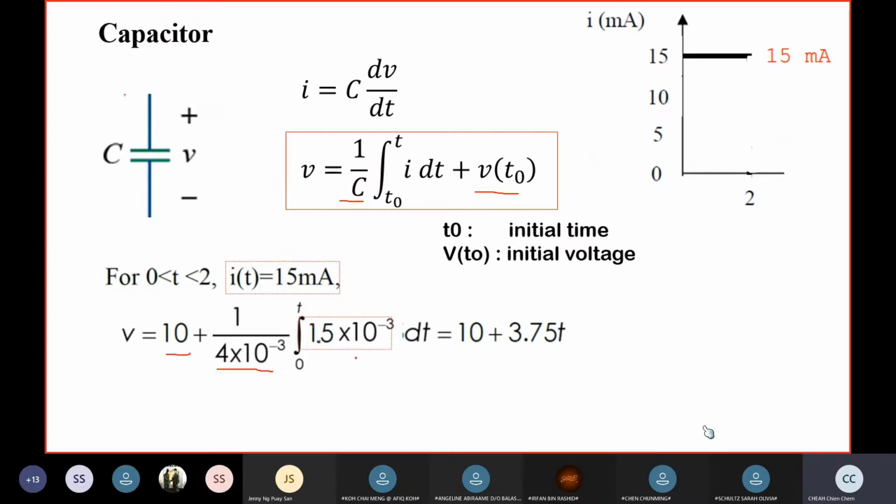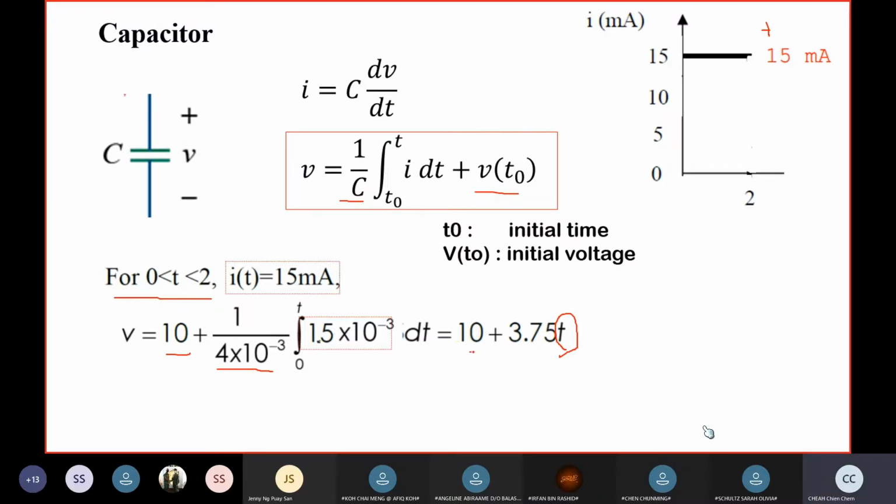Integrate constants with respect to time, you get constant multiplied by t. Okay, this divided by this is 3.75. Which means that our voltage during this period from 0 to 2, when your current is positive 50 milliamperes, is determined by this equation. Now it's a function of time, and this is a straight line equation, all right? This is the gradient.